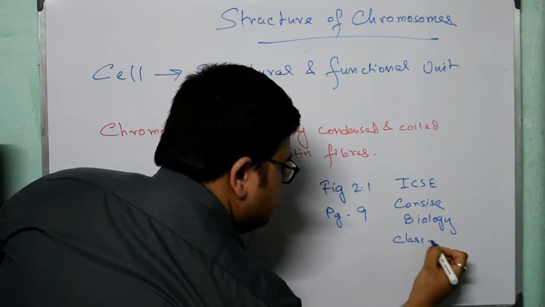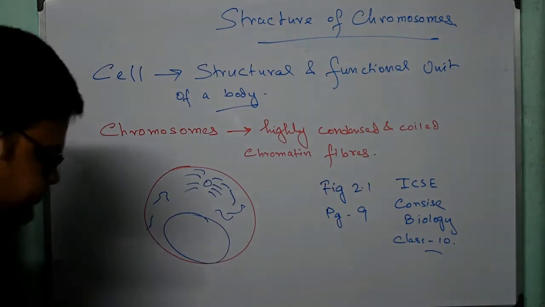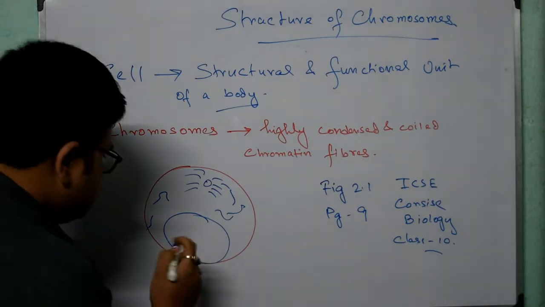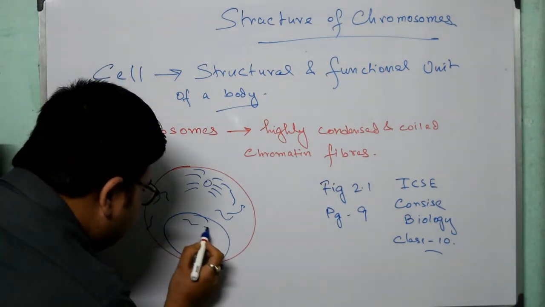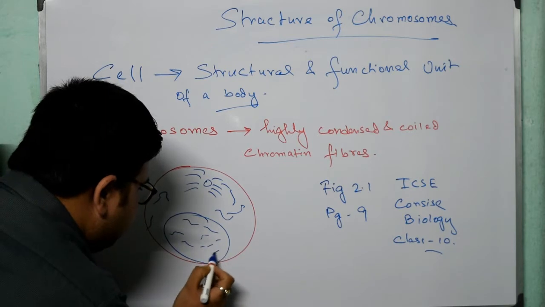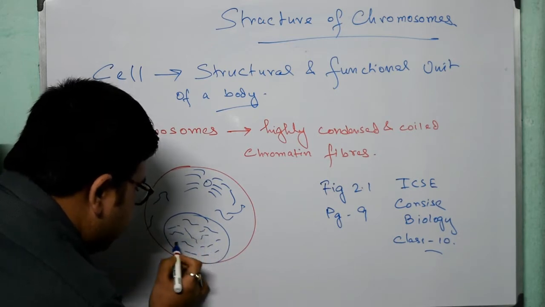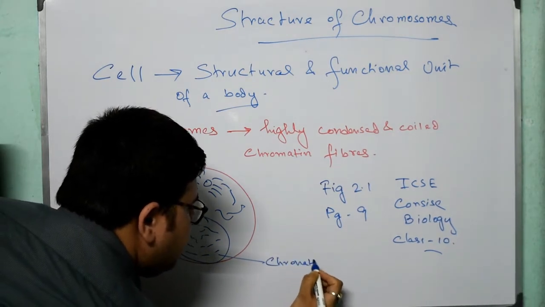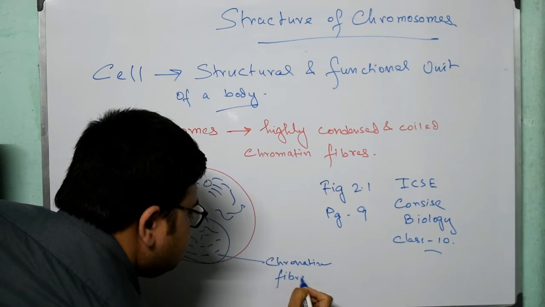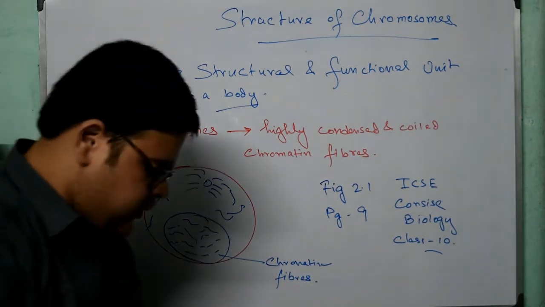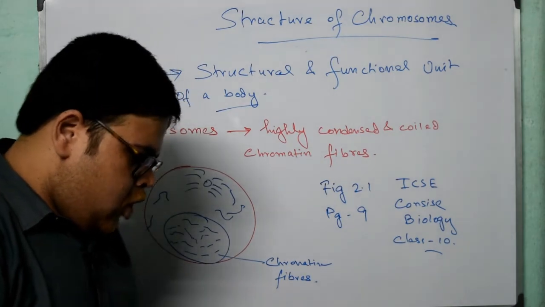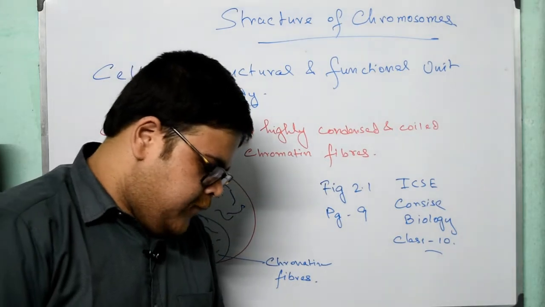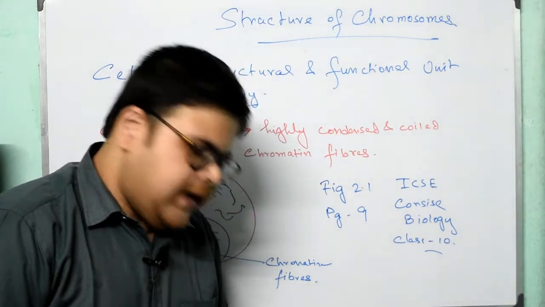If we see there, we will find very light, fiber-like shapes, which we call chromatin fibers. Now what are chromatins? Each chromosome contains one long DNA molecule associated with many proteins.